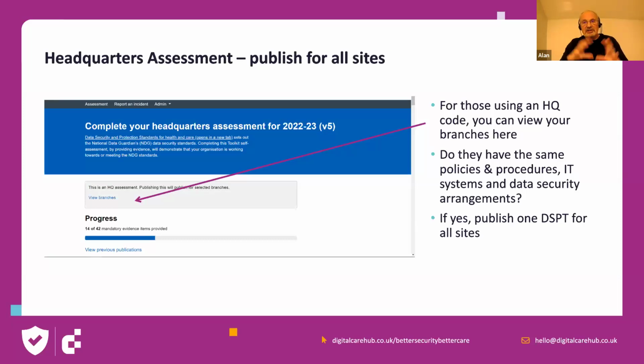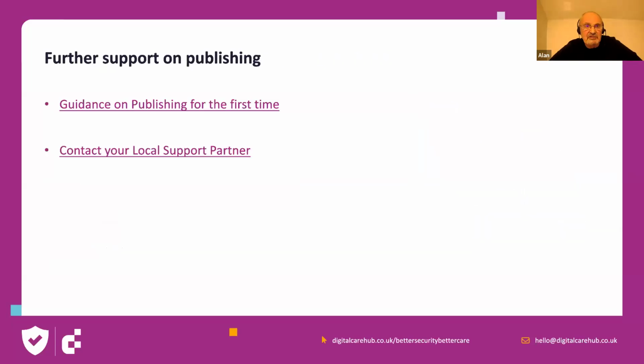And then once you've completed that, check that all of those that you're publishing on behalf of have the same policies and procedures, IT systems, data security arrangements, etc. And if so, click on publish and it will publish on behalf of all of those locations or services. Should you need further help with the publication of your DSPT, again, there is guidance on publishing for the first time, and the link underneath that gives you the contact details for your local support partner.